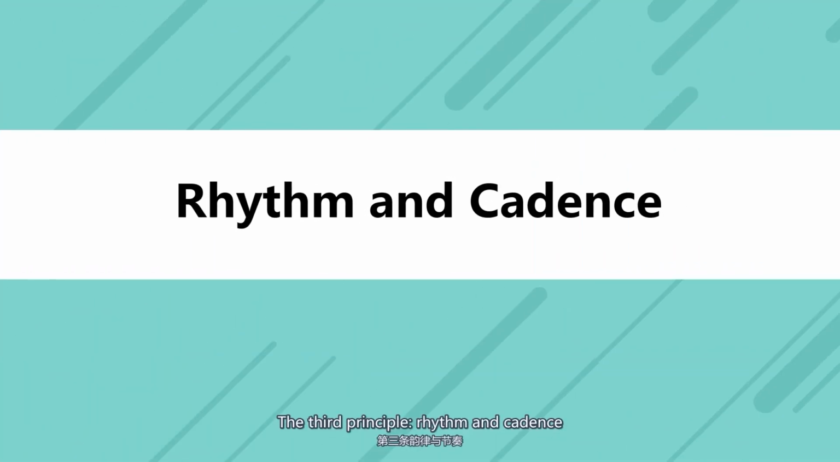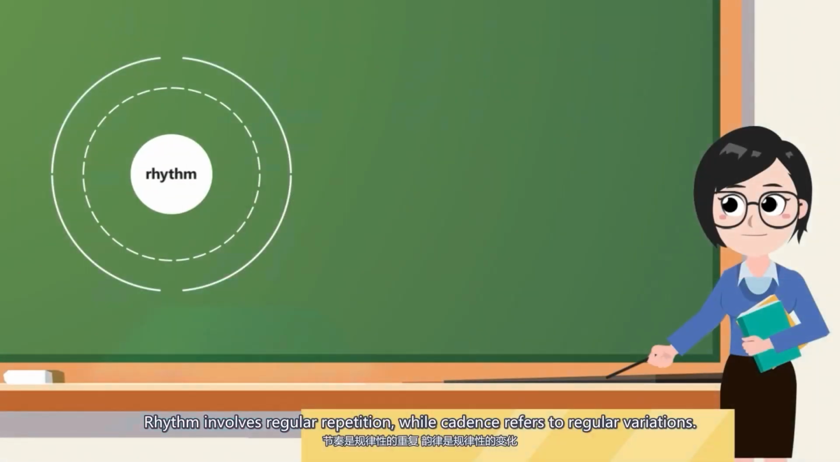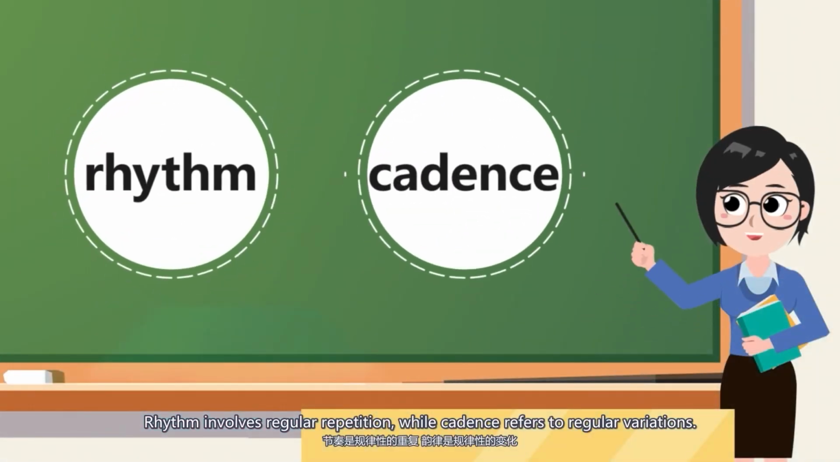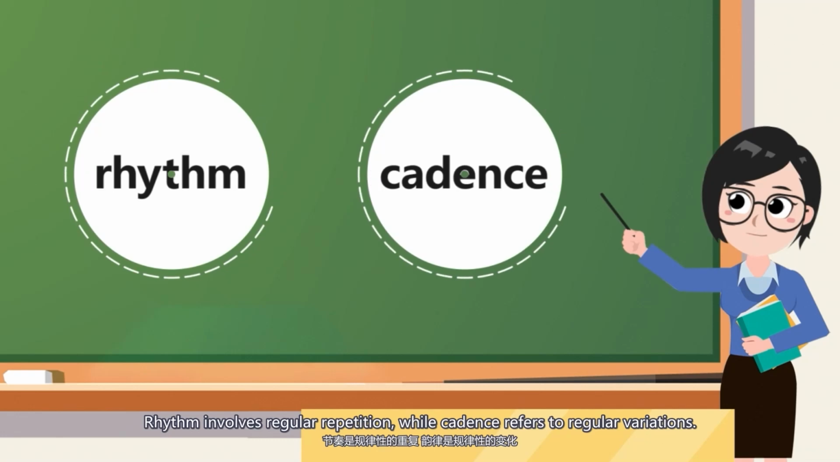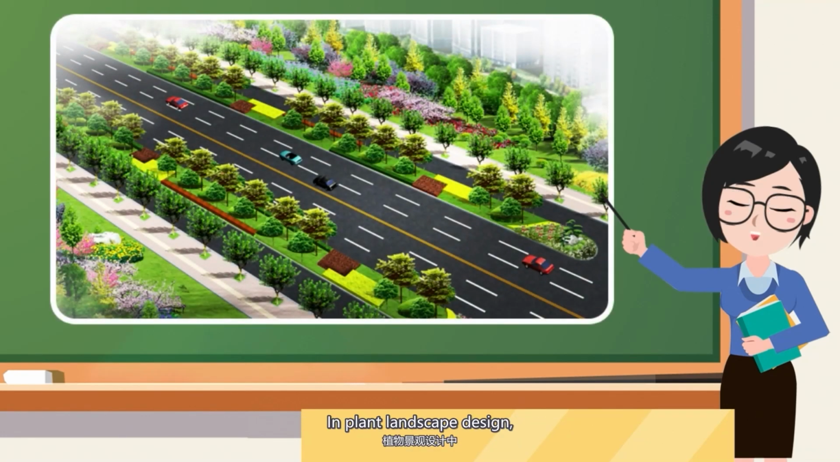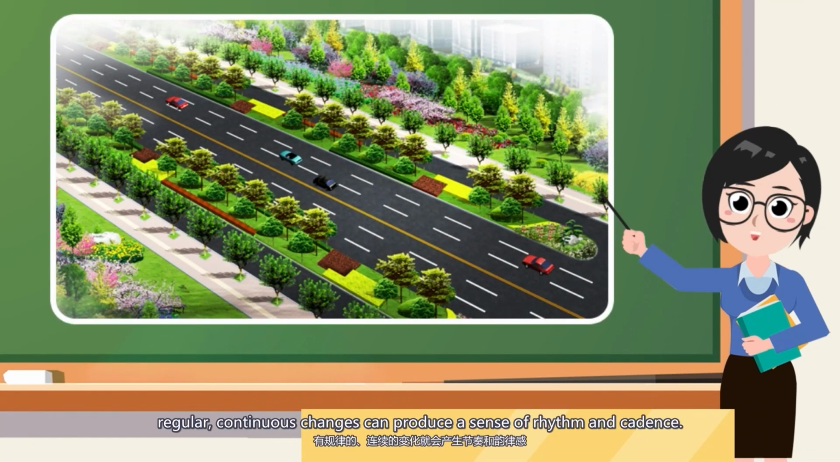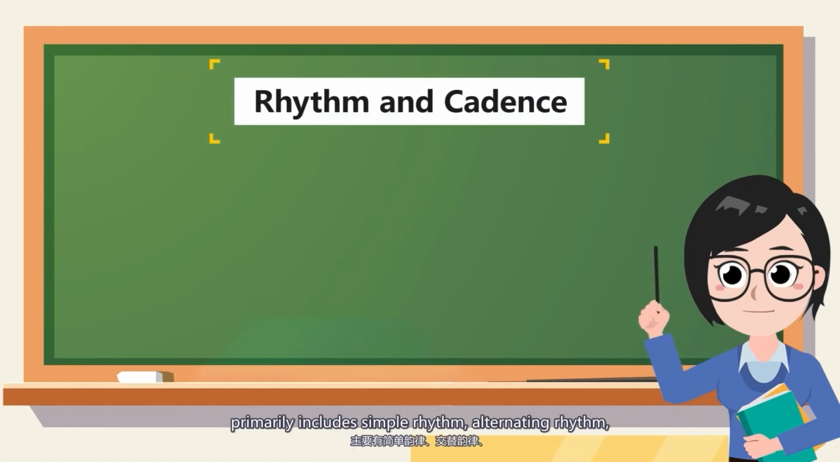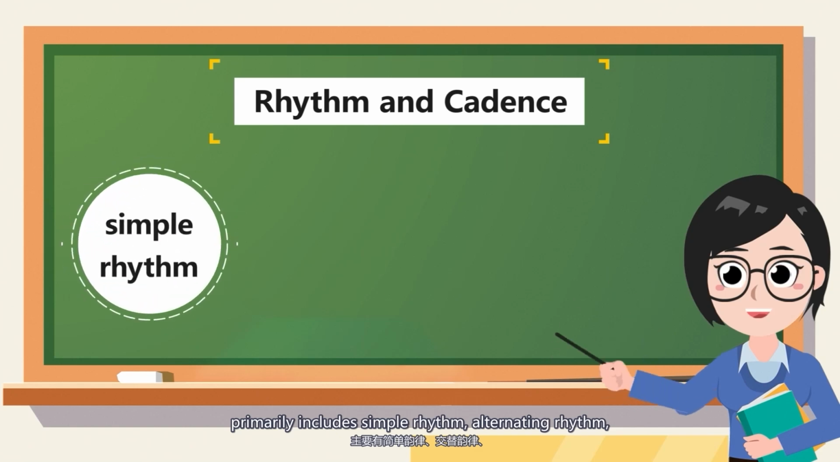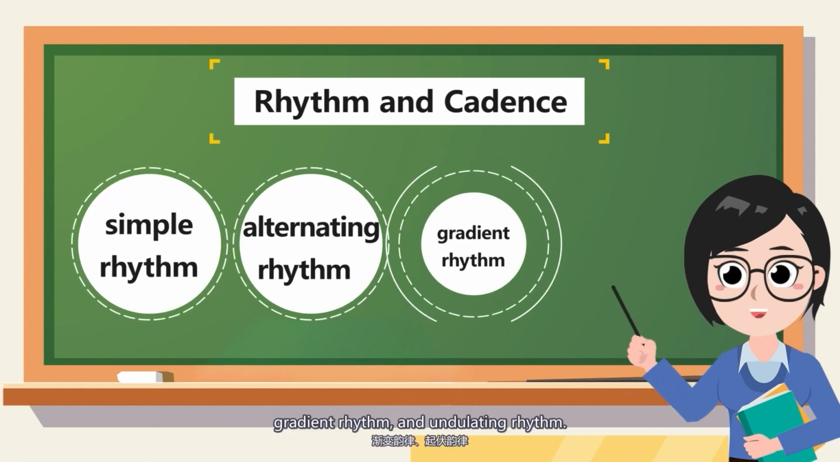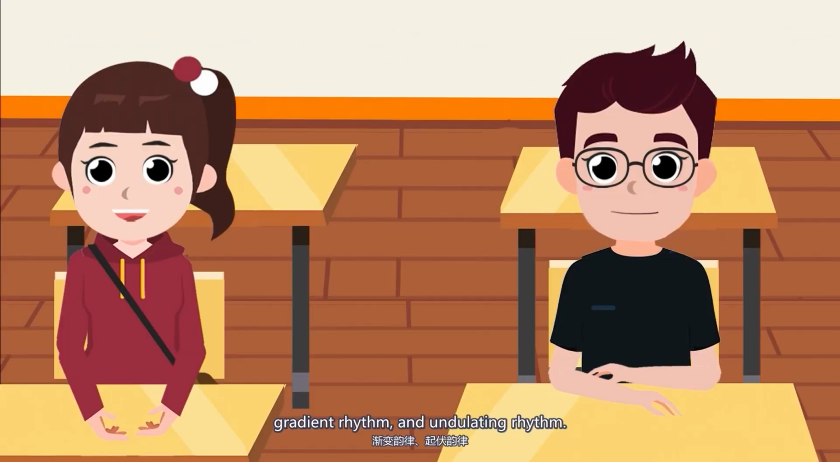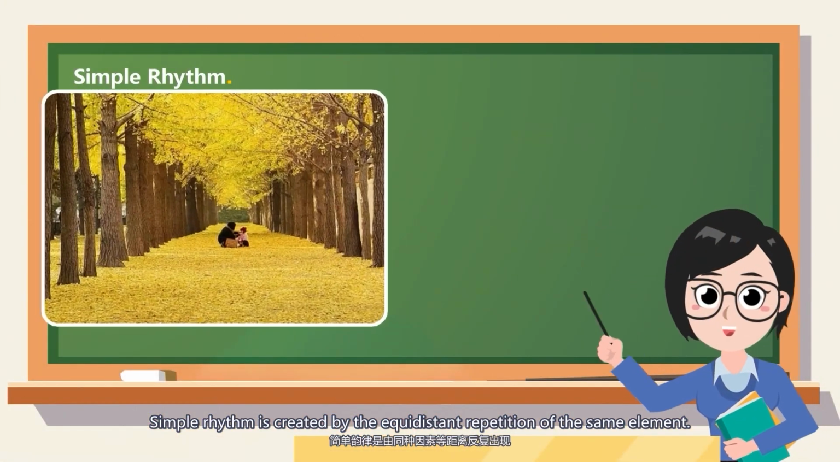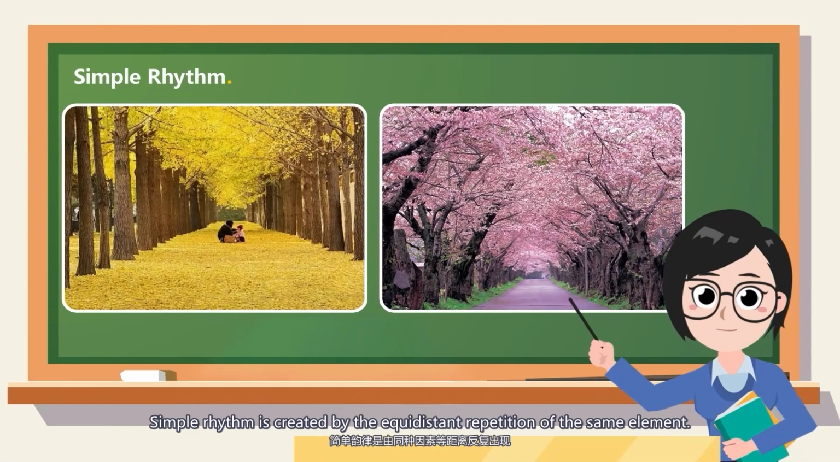The third principle, rhythm and cadence. Rhythm involves regular repetition, while cadence refers to regular variations. In plant landscape design, regular, continuous changes can produce a sense of rhythm and cadence. In plant landscape design, the use of rhythm and cadence primarily includes simple rhythm, alternating rhythm, gradient rhythm, and undulating rhythm. Simple rhythm is created by the equidistant repetition of the same element.